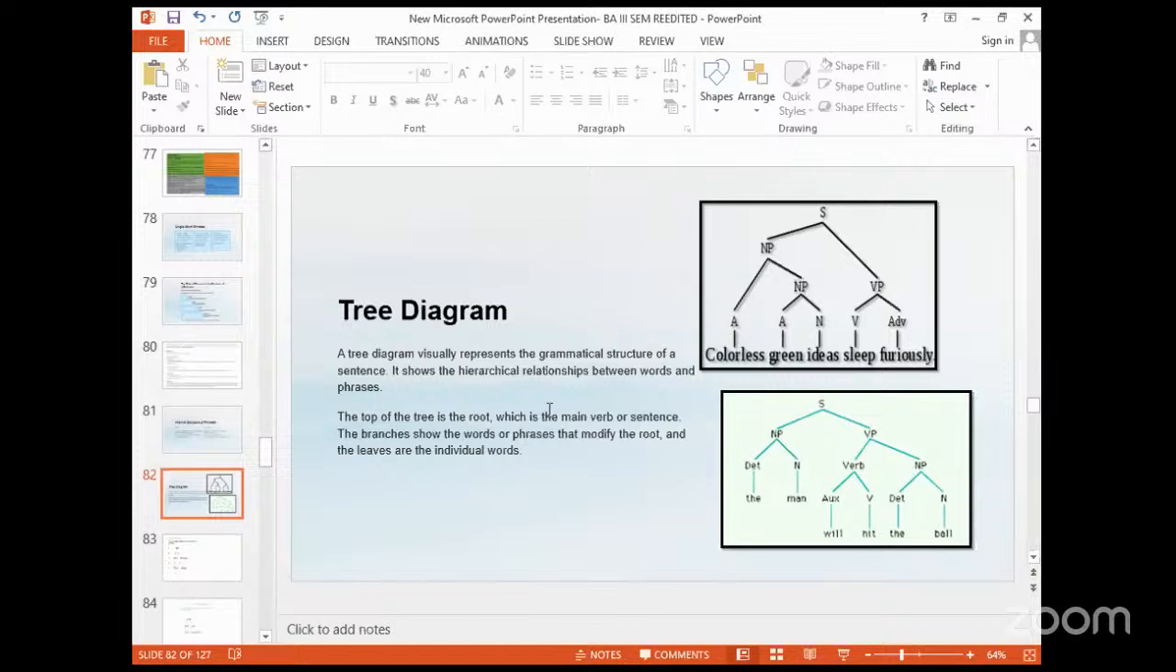So what is a tree diagram basically? Now how do you understand it? It visually represents the grammatical structure of a sentence. It shows the hierarchical relationship between words and phrases. The words are connected together to form this kind of phrase, isn't it? So the top of the tree is the root, which is the main verb or a sentence. The branches show the words or phrases that modify the root, and the leaves are the individual words.